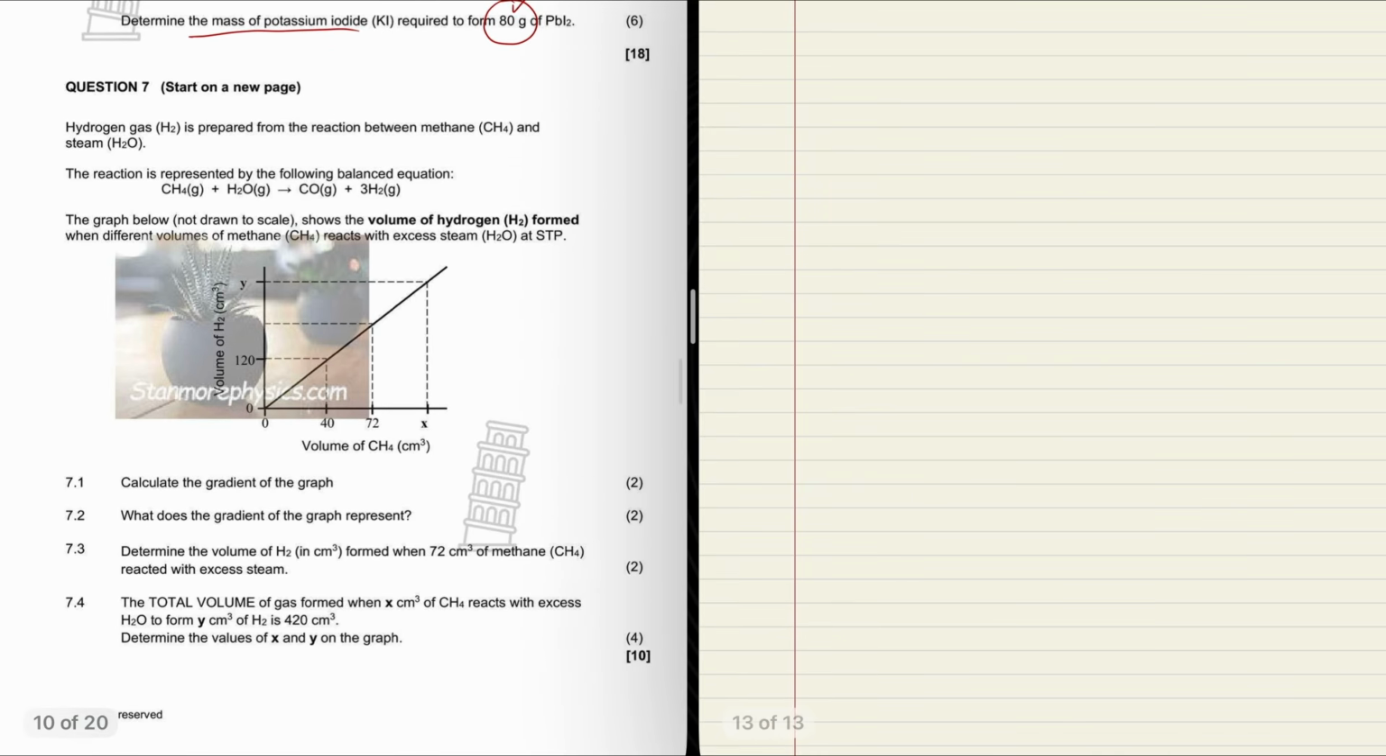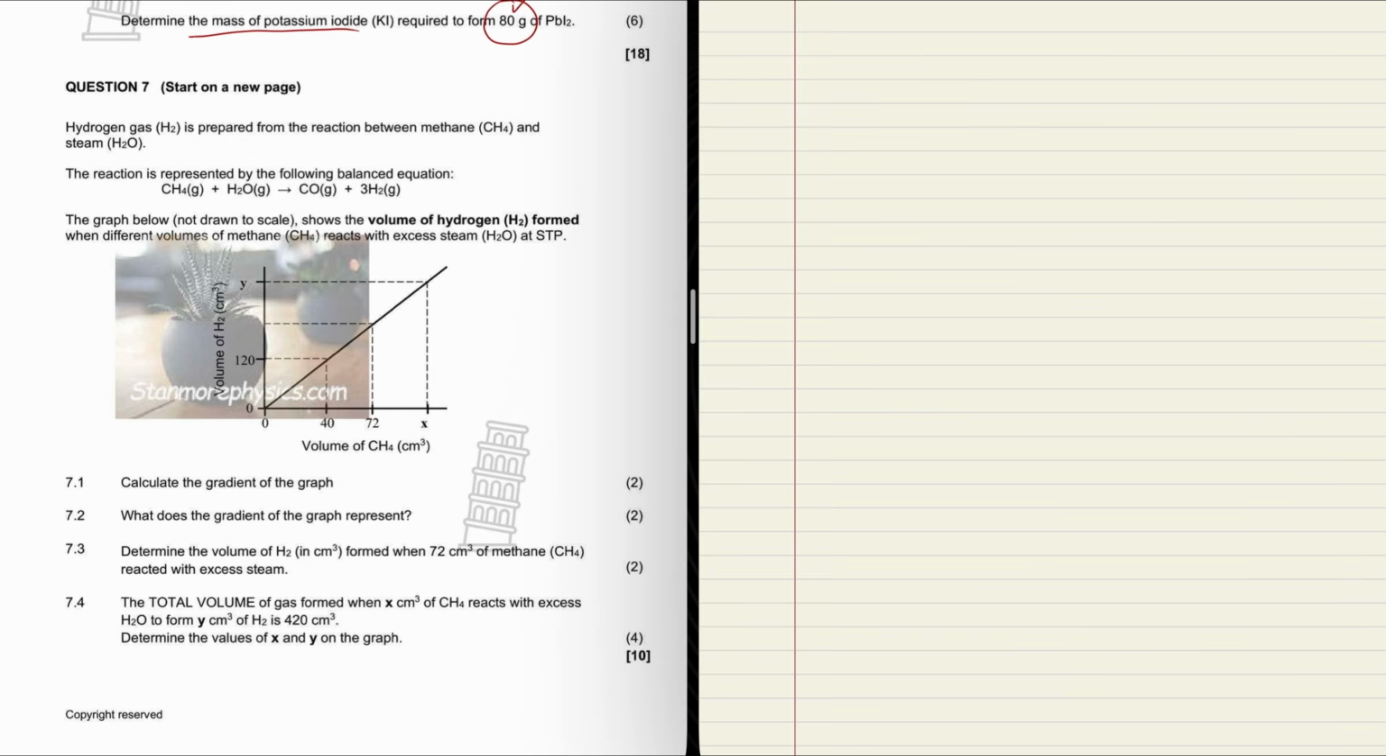Now let's take a look at question number 7. Hydrogen gas is prepared from the reaction between methane and steam. The reaction is represented by the following balanced equation. The graph below, not drawn to scale, shows the volume of hydrogen gas formed when different volumes of methane react with excess steam at STP. 7.1, calculate the gradient of the graph.